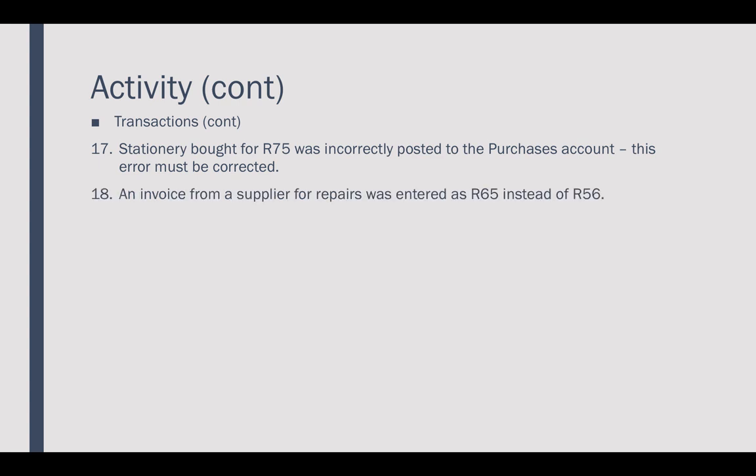Number 18. An invoice from a supplier for repairs was entered as R65 instead of R56. Just like number 17, this is a mistake that happened. And although there are actually two ways you can fix it, because, in fact, no, you can't fix it with a debit or credit note because quite simply the invoice was correct. It was your mistake, not the problem on the actual source document. And therefore, you will also need to pop this into the unlabeled envelope because you can't put it in a returns journal.